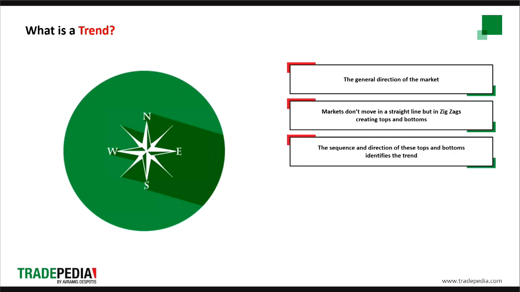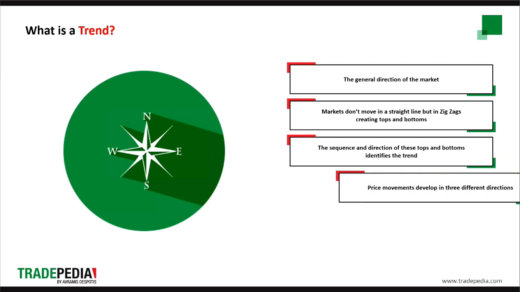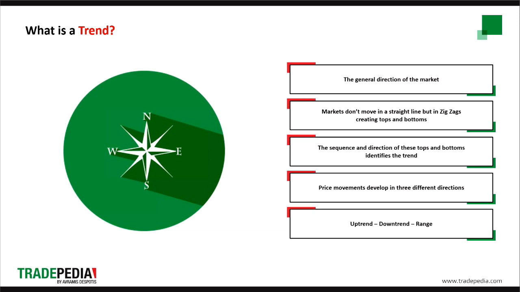Now, the sequence and direction of these tops and bottoms is what identifies a market trend. Price movements develop in three different directions and three different directions only. We have an uptrend, a downtrend, and a range. These are the only three directions that prices move.